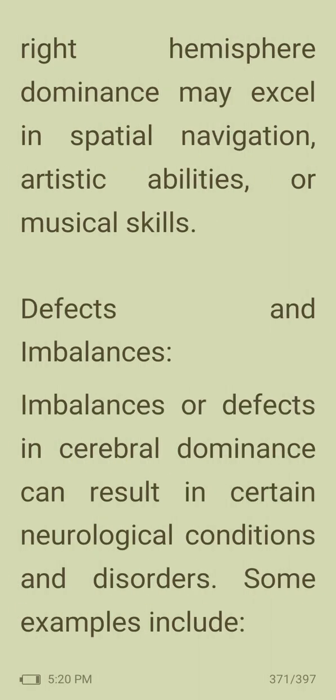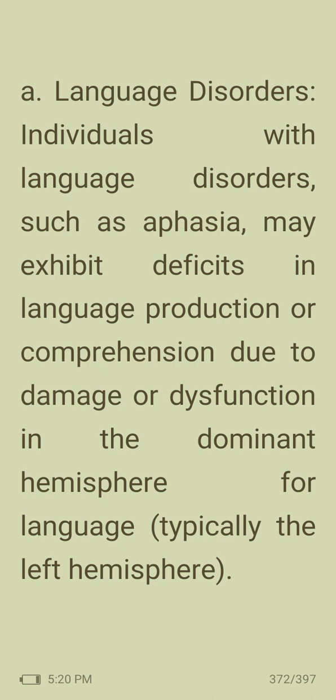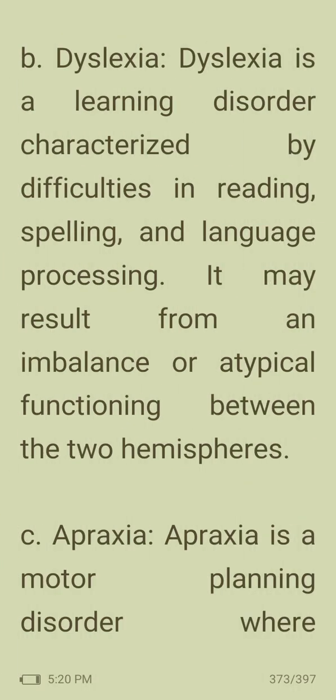For example, individuals with strong right hemisphere dominance may excel in spatial navigation, artistic abilities, or musical skills. Then, defects and imbalances. Imbalances or defects in cerebral dominance can result in certain neurological conditions and disorders. Some examples include language disorders. Individuals with language disorders, such as aphasia, may exhibit deficits in language production or comprehension due to damage or dysfunction in the dominant hemisphere for language, typically the left hemisphere.